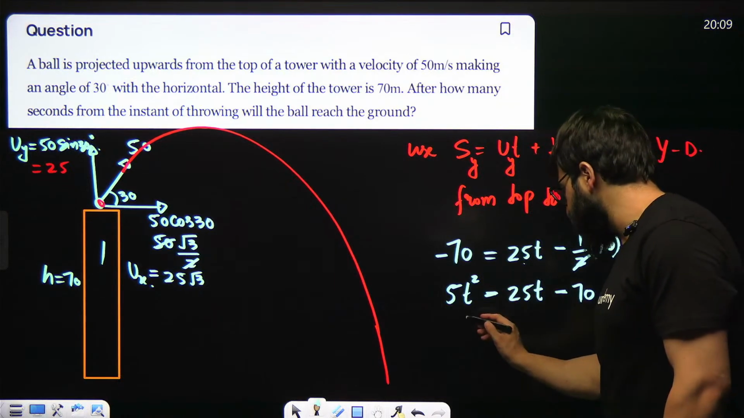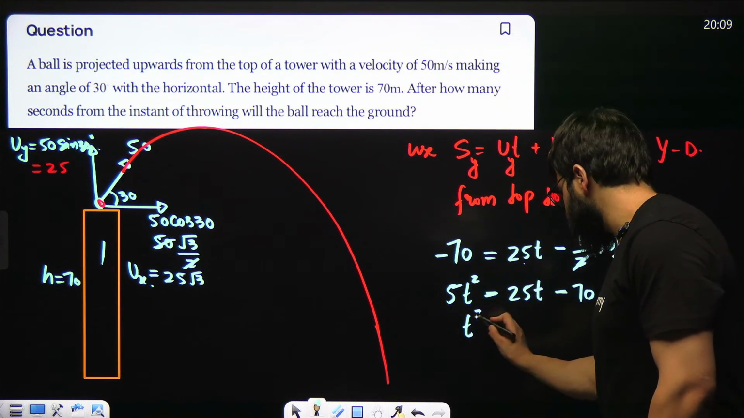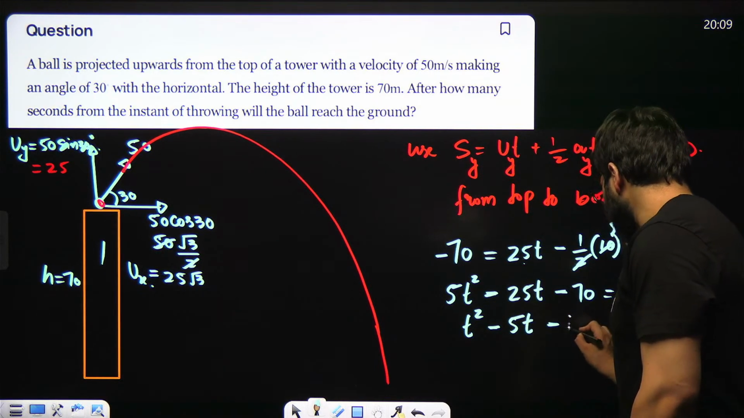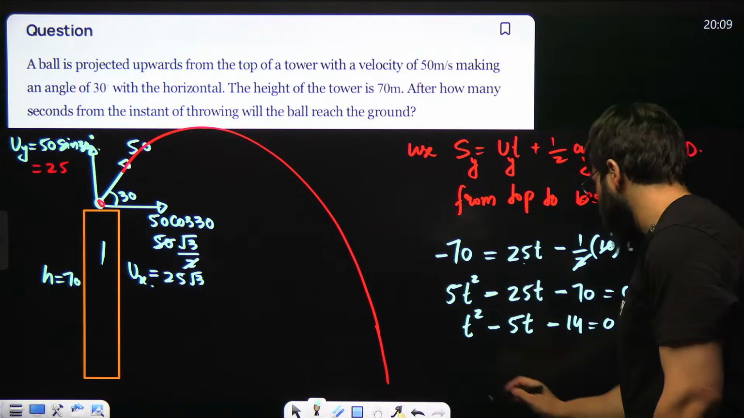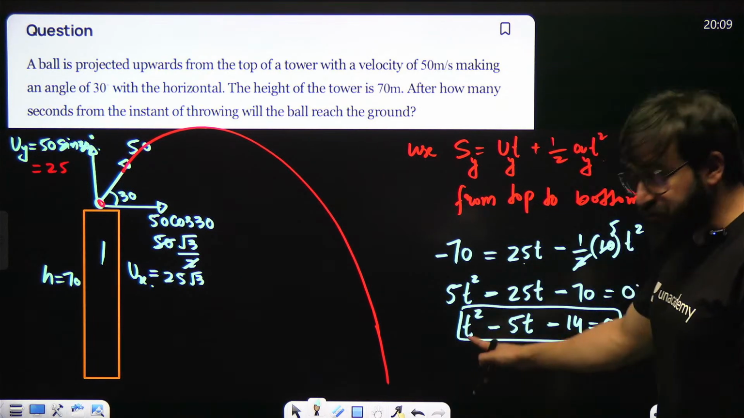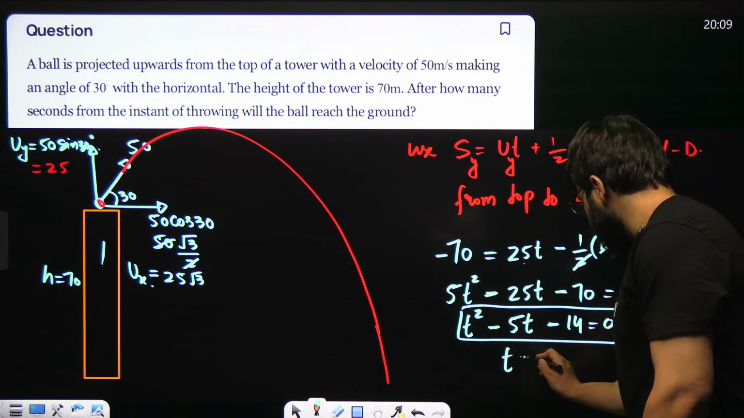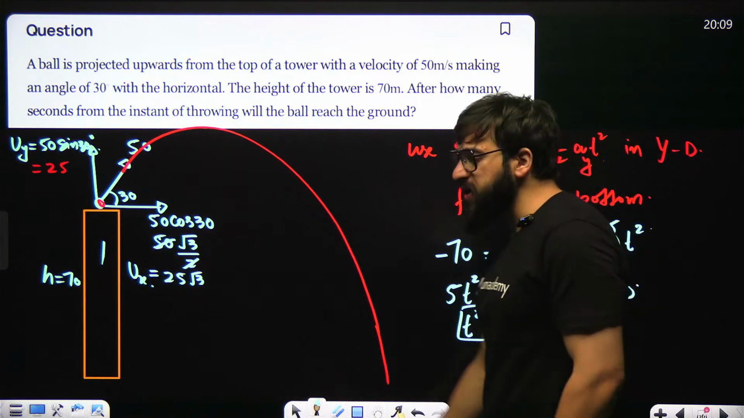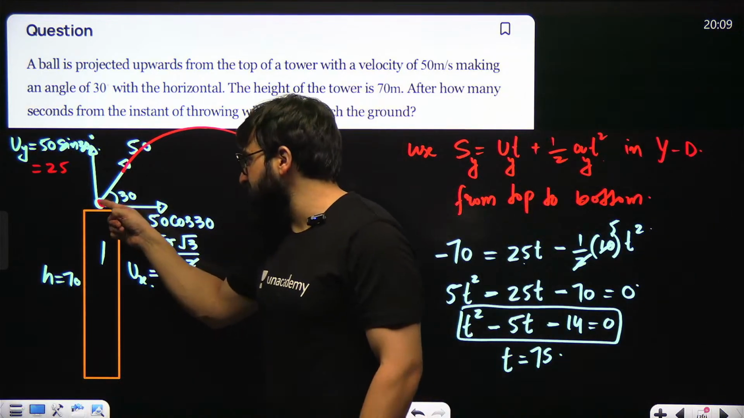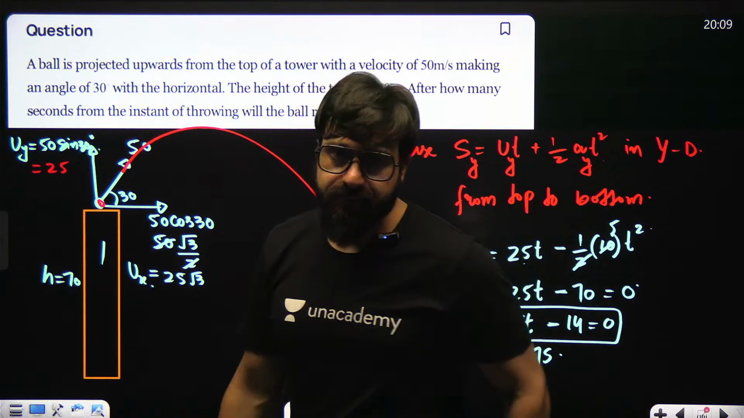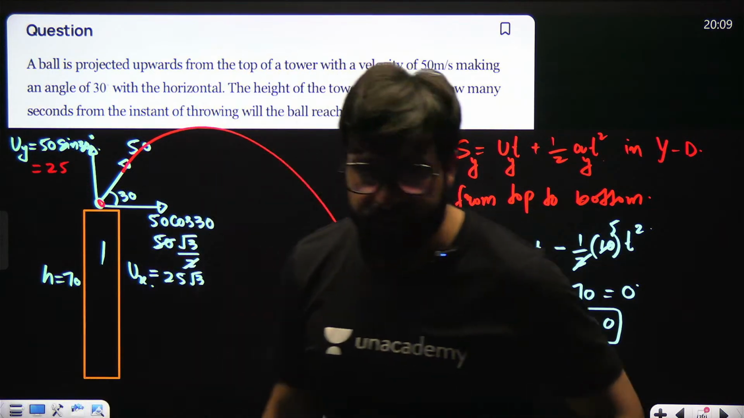Now take this 5 common. So I'll write, sir, this is t square minus 5 into 5 is 25. So 5t minus 14 is equal to 0. So this will be the equation, a quadratic equation. And if you solve this quadratic equation, the value of time will come out to be 7 seconds. So we say it will take 7 seconds from this point to this point. Okay. Great.